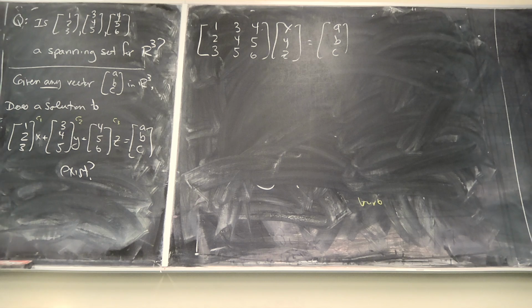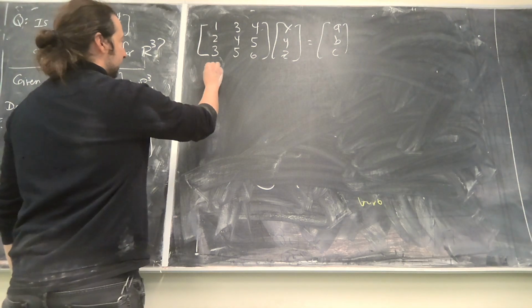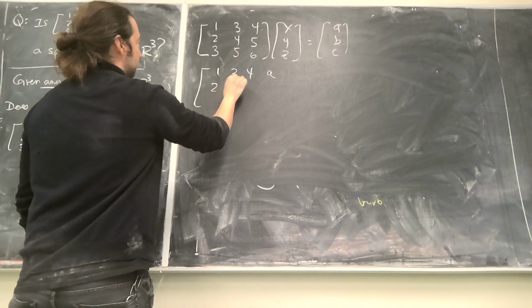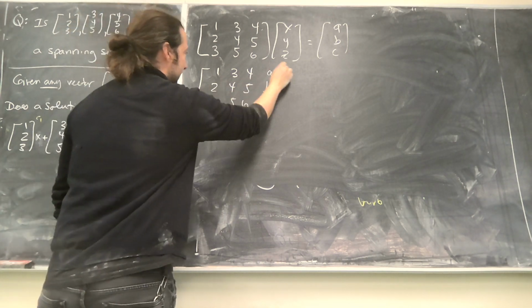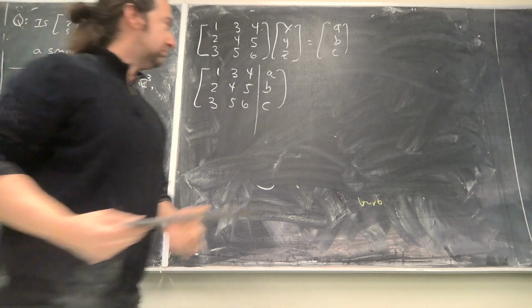So I can translate this into a system of equations and then translate that into a matrix problem. But of course, we never work with this form. We immediately hit this with an augmented matrix: 1, 3, 4, A, 2, 4, 5, B, 3, 5, 6, C, because our only tool is row reduction of augmented matrices. And so everything turns into that. And you row reduce it.